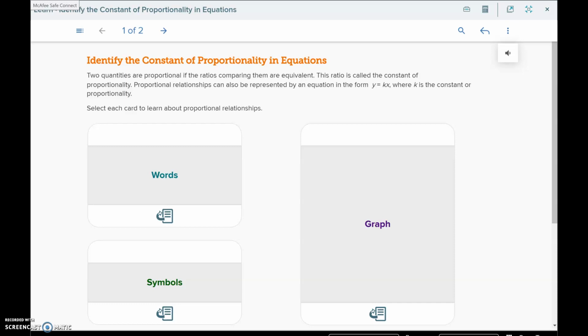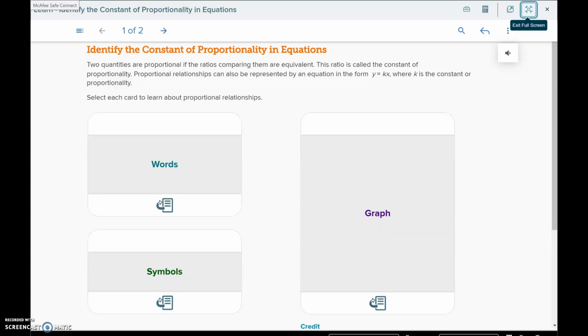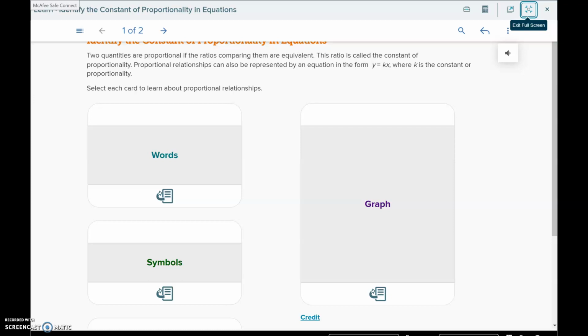All right, so when we're working with equations, we have to work on identifying the constant of proportionality in equations. Two quantities are proportional if the ratios comparing them are equivalent, meaning equal. This ratio is called the constant of proportionality. It's also your unit rate. Remember that those are the same value. Proportional relationships can be represented by an equation in the form of y equals kx, where k is the constant of proportionality.